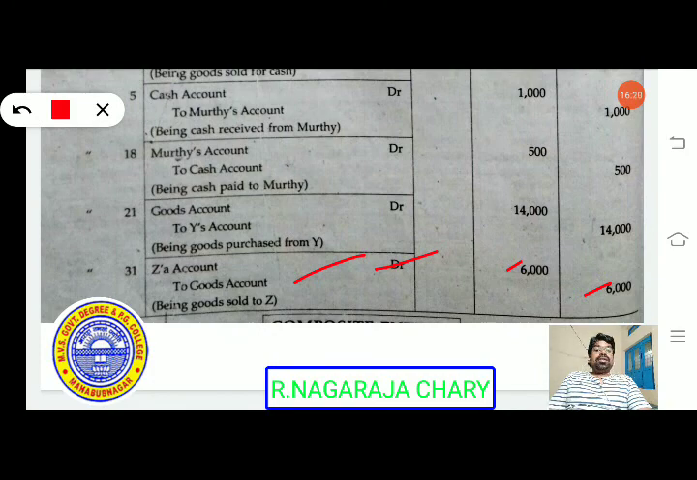So, that is why in this transaction Z account is debited with 6,000 rupees and goods account or sales account is credited with 6,000 rupees. So, the narration, a small description, is to be written under both the aspects. So, that is why, being goods sold to Z, that is the narration.